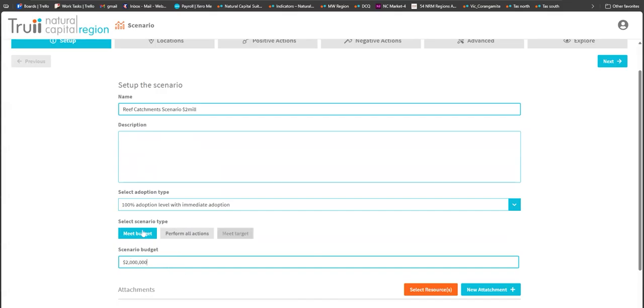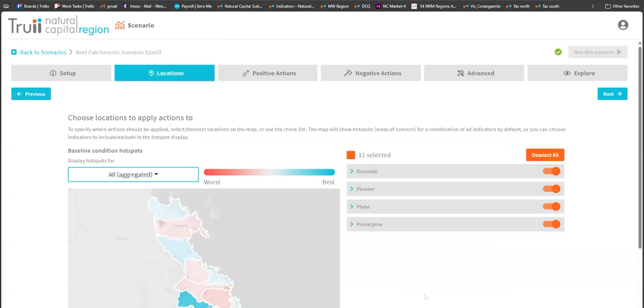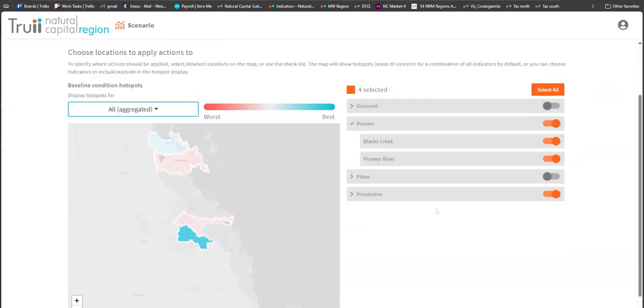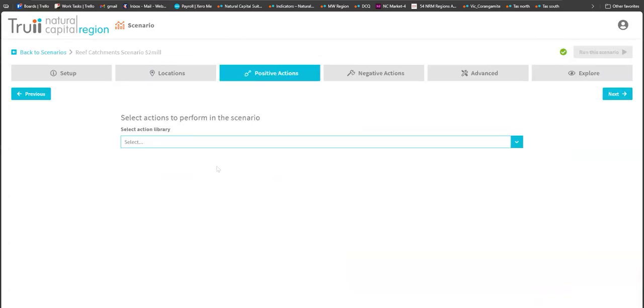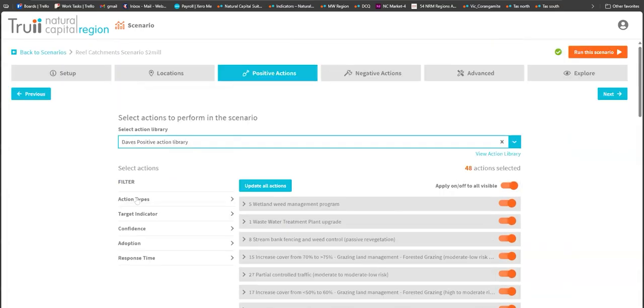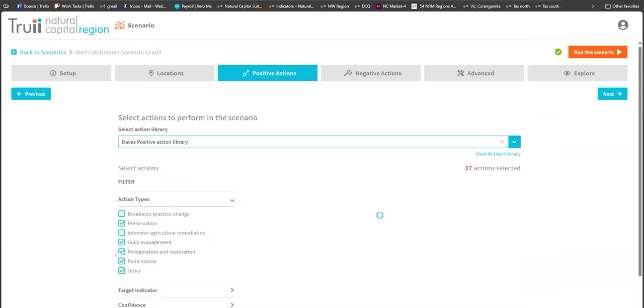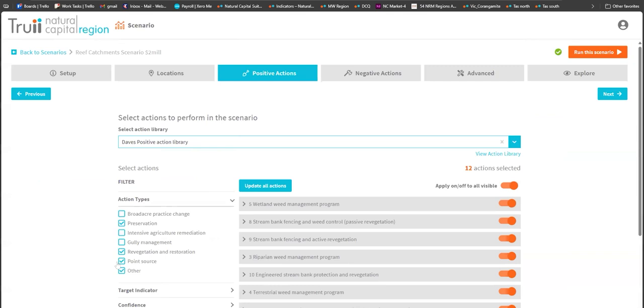So they had a $2 million budget. We won't worry about the adoption level at the moment. In this case, they did it in the Pioneer and the Proserpine. So you can specify spatially where you do action. You may only pick one sub-catchment. In this case, these projects were funded in these 4 areas, the different activities. I'm going to use the positive action library here as a suite of activities. However, for these historic projects, it was all about preservation. There were some revegetation projects.